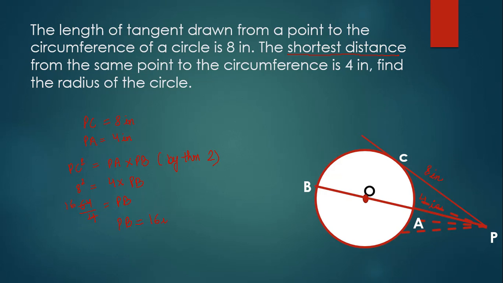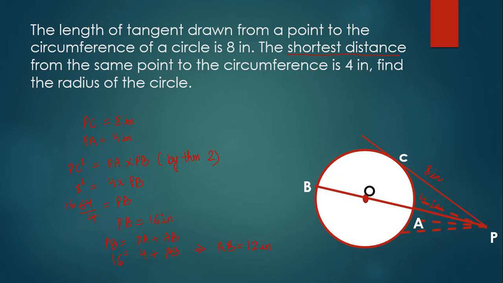which will give me PB equal to 64 divided by 4. So PB is 16 inches, but PB can also be written as PA plus AB, which will be 4 plus AB. It will imply that my diameter of the circle AB is 12 inches.